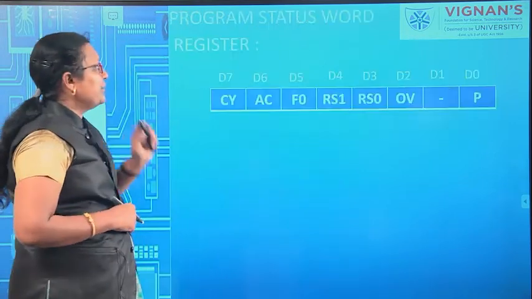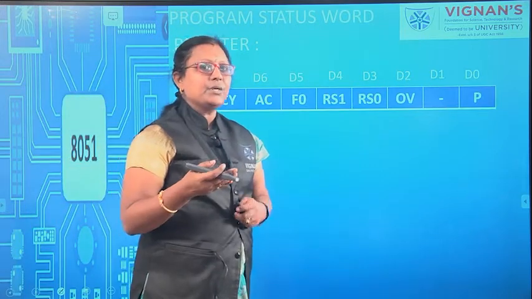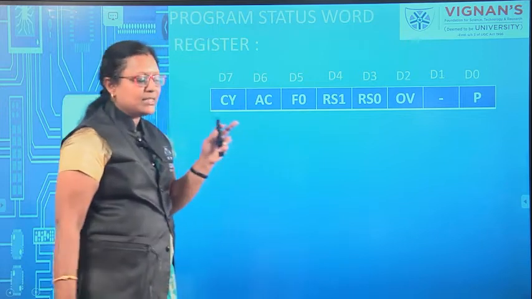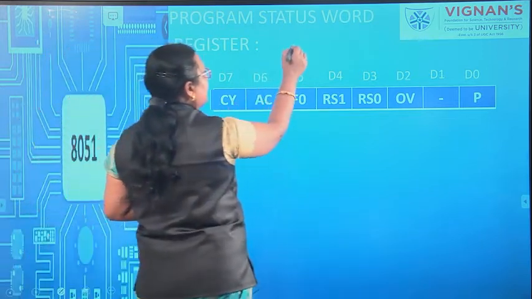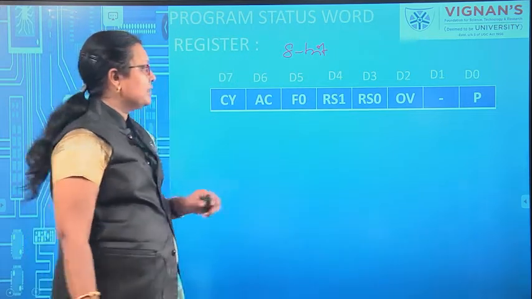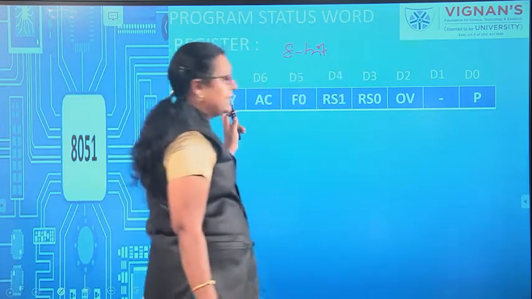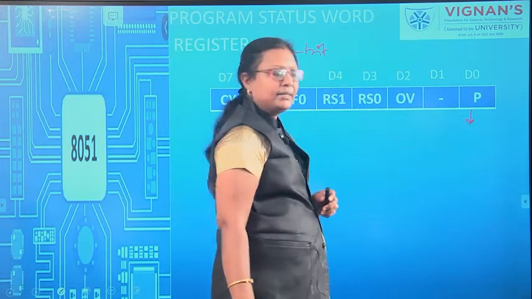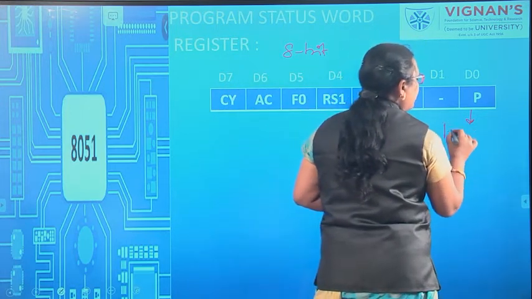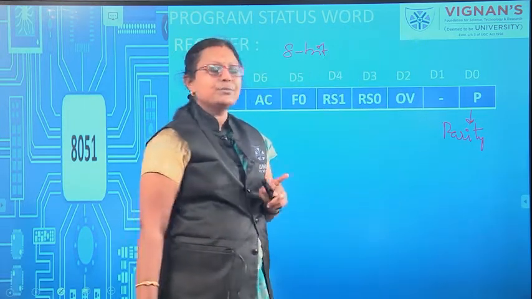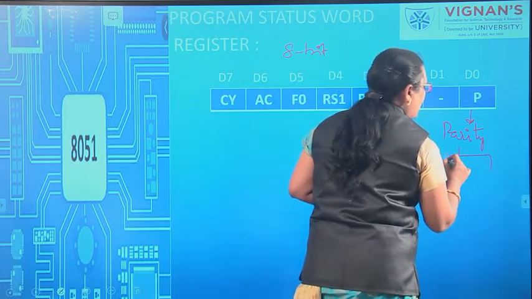Then coming to the program status word. The program status word contains the current status of your processor. It is an 8-bit register, starting from the D0 to D7 bit. Your D0 bit consists of P, which is nothing but the parity bit, where you have two options: it can be either 1 or 0.